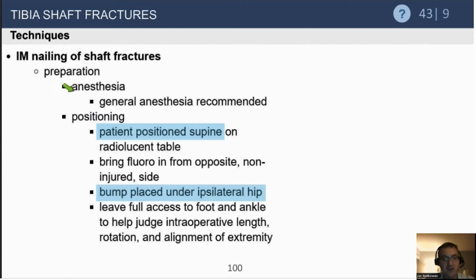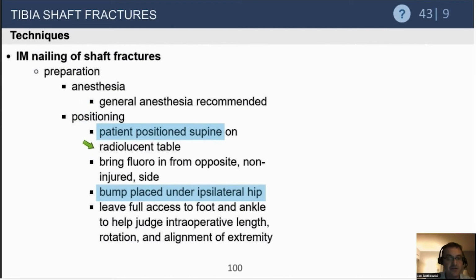Anesthesia, many times general anesthesia, but now we're doing this a little bit more into regional. There's some concern over regional regarding compartment syndrome and missing it, and people go back and forth regarding this, but once again, you should always be concerned about neurovascular and compartment checks when dealing with proximal, distal, as well as mid-shaft tibia fractures. Position the patient supine, radiolucent table, right?